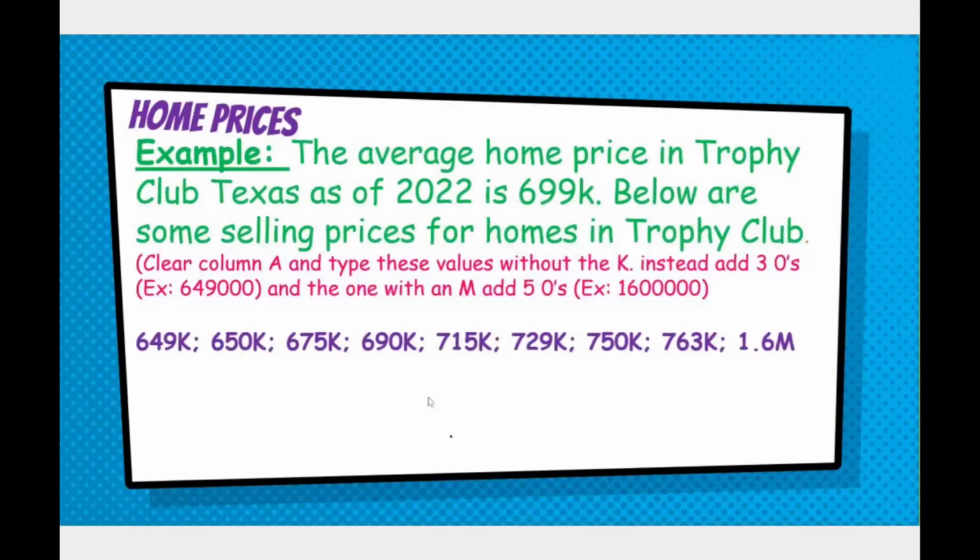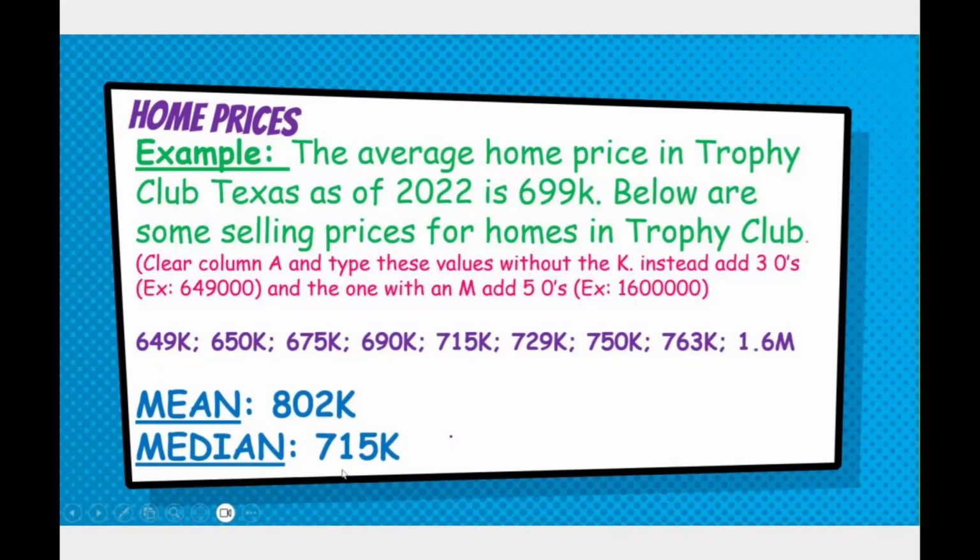So looking at what I came up with, we should get a mean of about 802,000 and a median of 715,000. So in this case, that's quite a bit, almost 100,000 difference here between the home prices. And hopefully we can see that most of these are kind of grouped together and follow a typical trend pattern here. But then we had this 1.6 million, and see what that does when we put that in the mean. Right, that brings the average up.